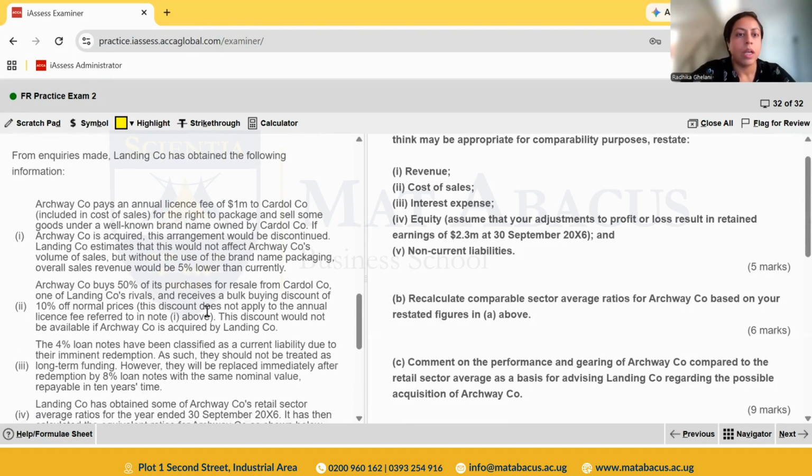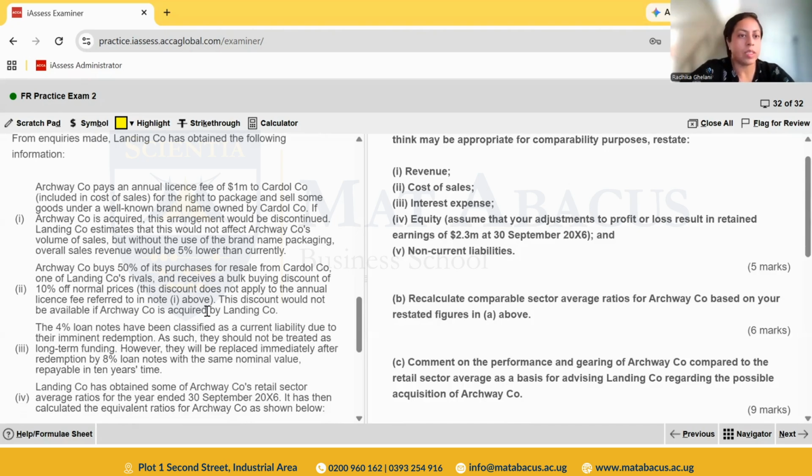Then note number 2 says, Archway Company buys 50% of its purchases for resale from Cardol, one of Landing Company's rivals, and receives a bulk buying discount of 10% off normal prices. This discount does not apply to the annual license fee referred to in note 1 above. The discount would not be available if Archway Company is acquired by Landing Company.